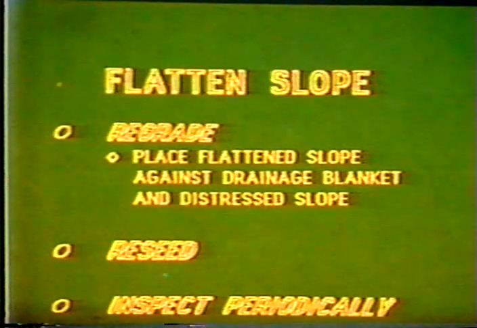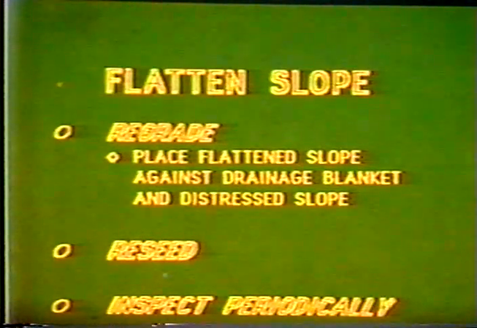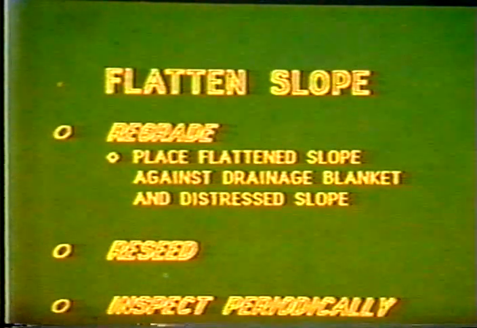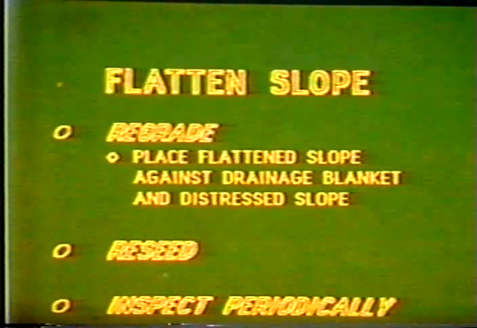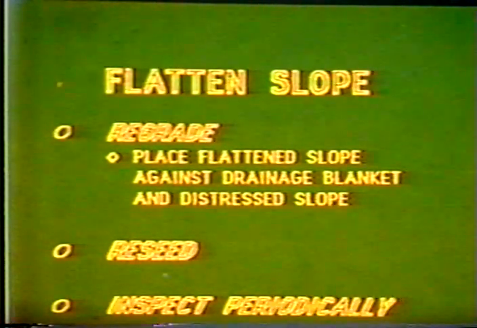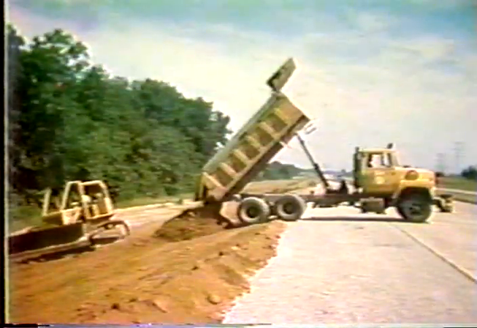The final steps in constructing a flattened slope: we place the flattened slope against the drainage blanket and the distress slope, and of course we would reseed it. And you should do the third thing, inspect it periodically after the correction's been made. Don't assume that it's going to be the final say-so, but you should go back and look at that to be sure that you've corrected the landslide.